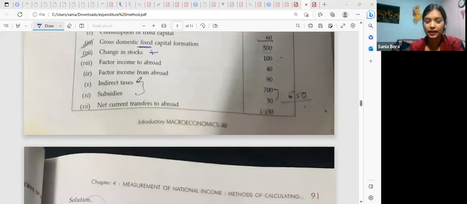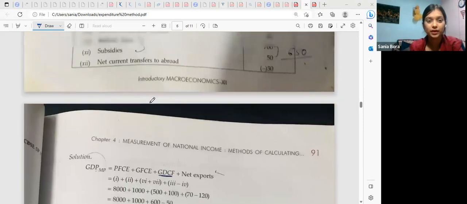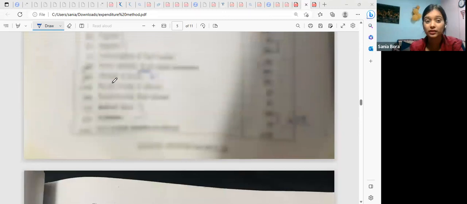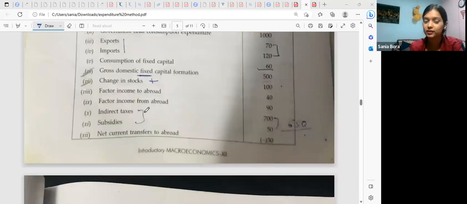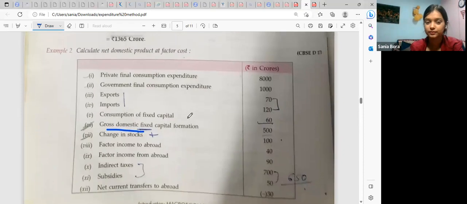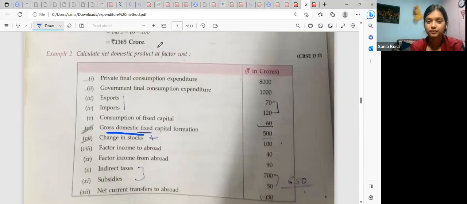Over here, what you have to do, just remember it in a very good way. This part, indirect tax and all that, you know that to calculate NIT, right? Yes, ma'am. So you will just quickly do it. Over here, you have gross domestic fixed capital formation, right? Yes, ma'am. What you have to calculate, check it. Every time, don't go randomly for national income. Just check the question.